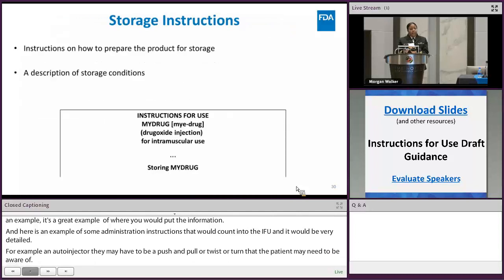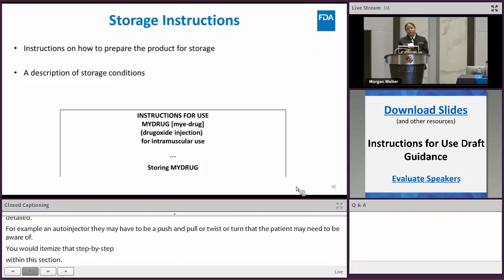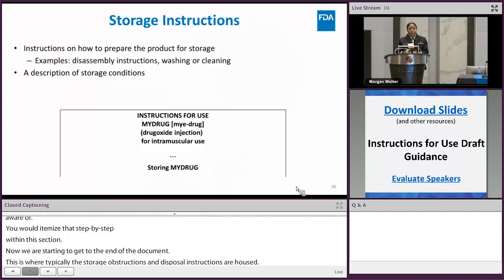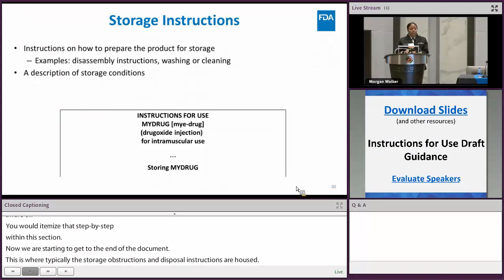Now we're starting to get to the end of the IFU document, and this is typically where storage instructions and disposal instructions are housed. As far as storage instructions, this is where any type of disassembly, washing or cleaning, putting away, protecting something from light, or refrigeration, if it has to go back into the refrigerator, would be housed within the IFU document.